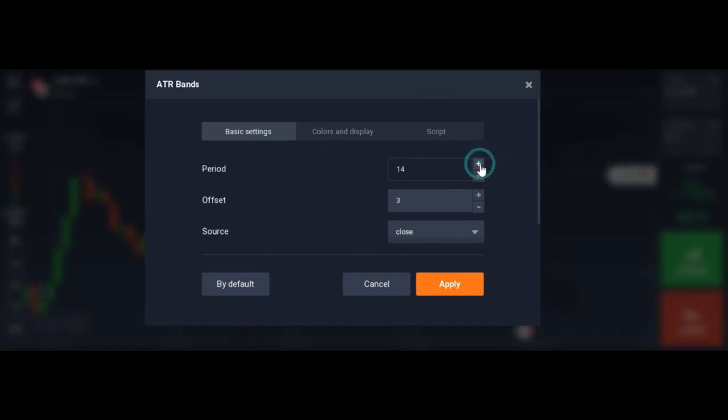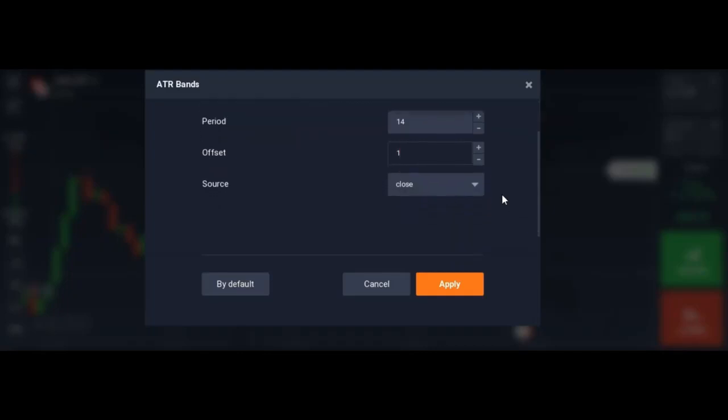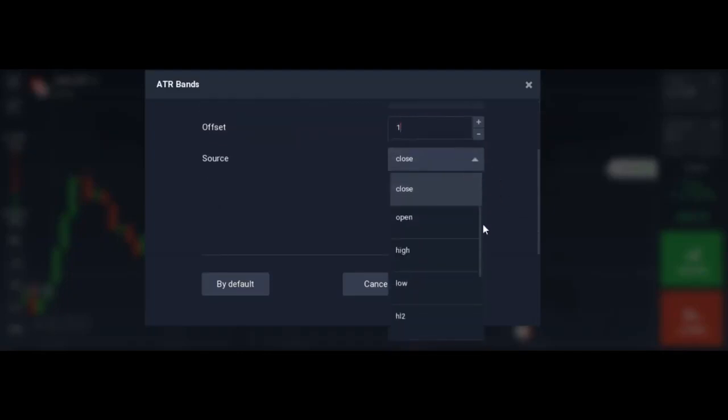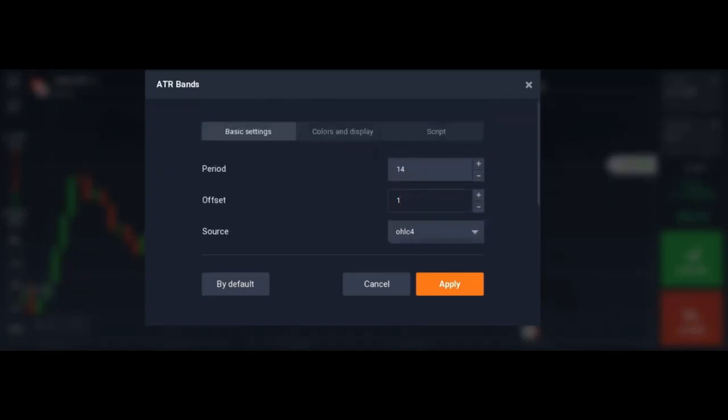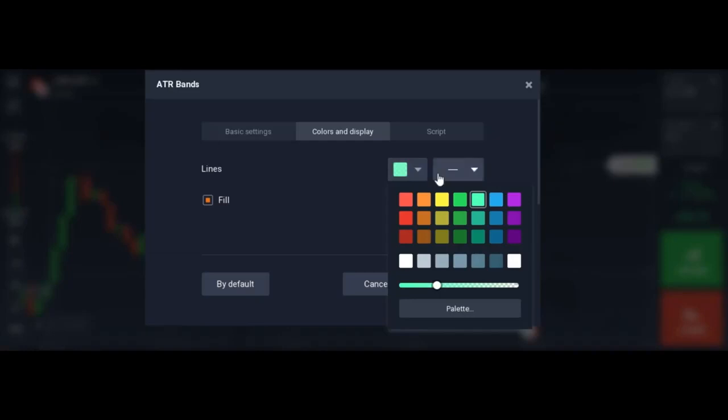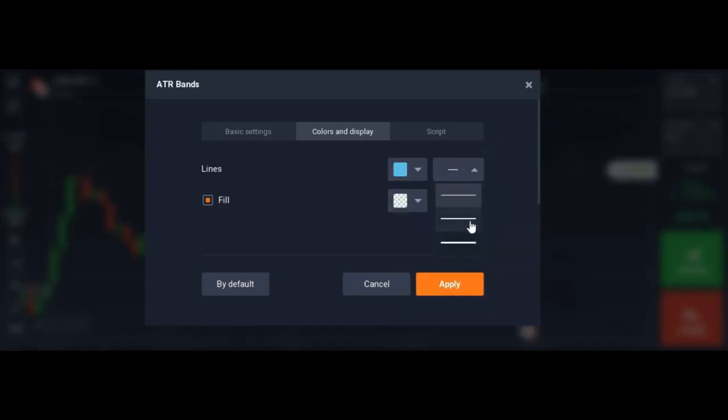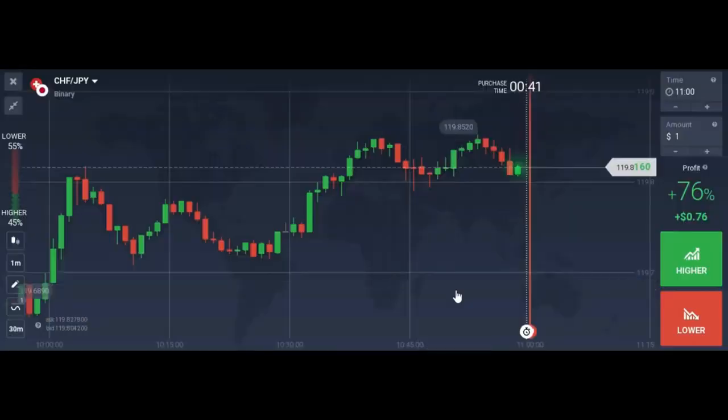In period, we put 14. Here we put OHLC 4. Color put the one you want. This indicator is used to measure price volatility and thus estimate its movement.